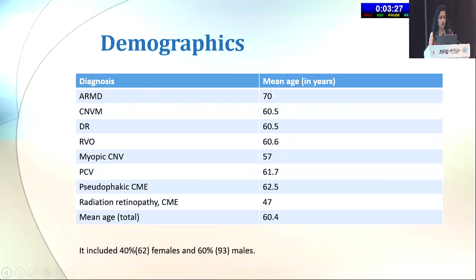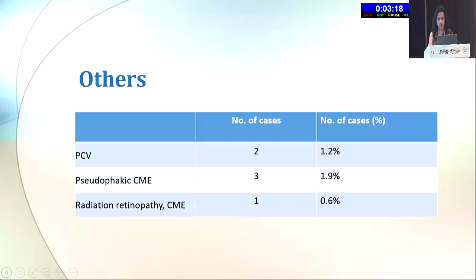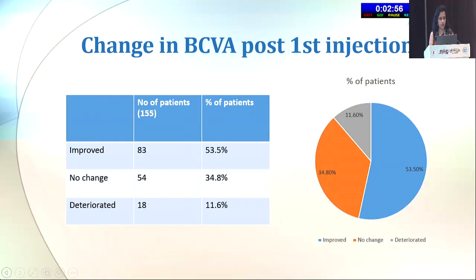So this was the demographics, the mean age in years. And for the diagnosis, we had a maximum of patients with DME, followed by RVO patients here. Others, we had a couple of cases we couldn't analyze too well. This was for PCV, pseudophakic CME, and radiation retinopathy associated CME as well. So the average number of injections received in these patients was 1.3, with a maximum of 121 patients receiving at least one, and then we had 2 and 3 and 4 injections as well.